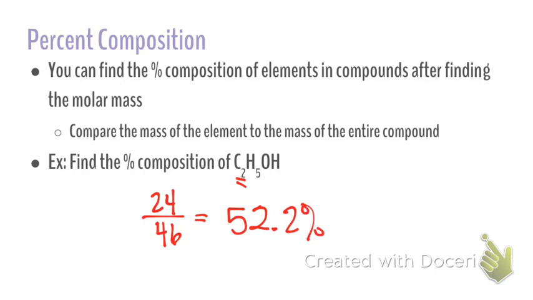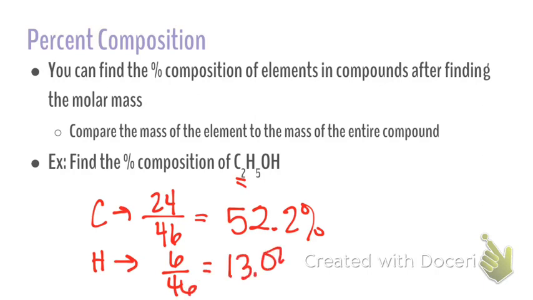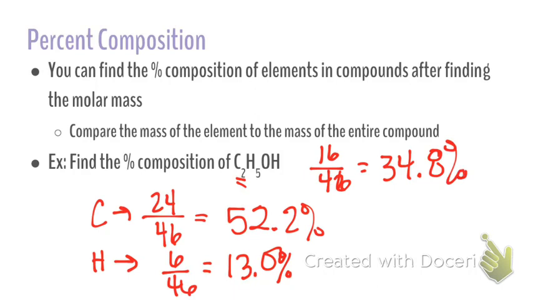If I wanted to find hydrogen, how many hydrogens are in there? 6. So we have to do 6 divided by 46, and we get 13.0%. And then oxygen, we would just do 1 oxygen divided by my total, 16 divided by 46, and we get 34.8%.